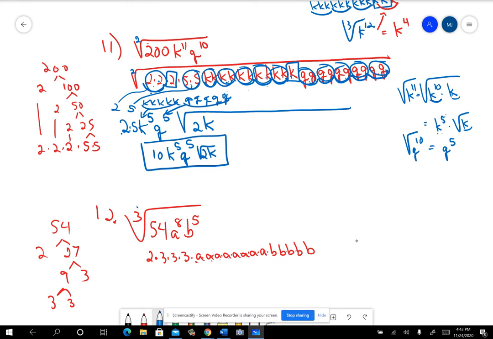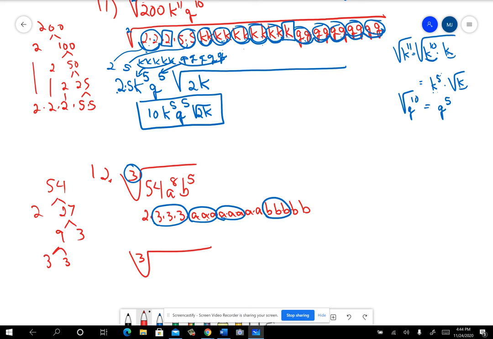All right, we're doing cube roots, so we're looking for groups of 3. So here's a group of 3. Then there's only 2 A's left. I don't have enough for a group. Here's a group of 3. Then 2 B's left. So I don't have another group of 3.